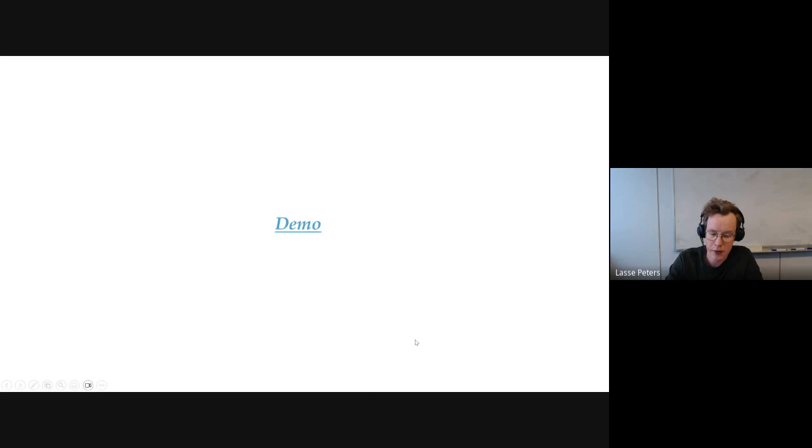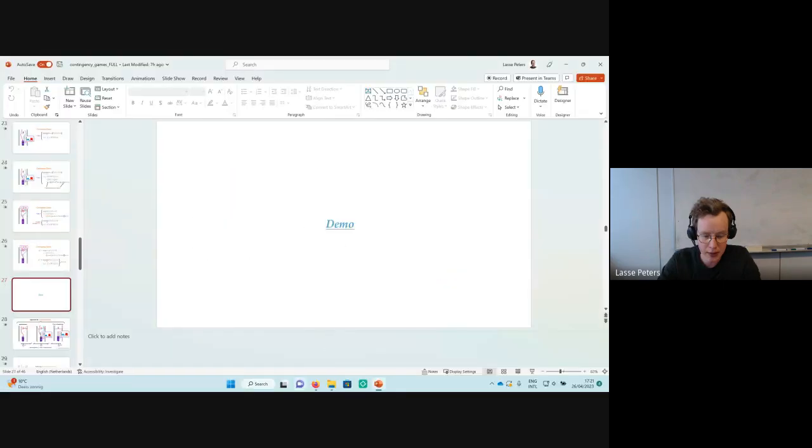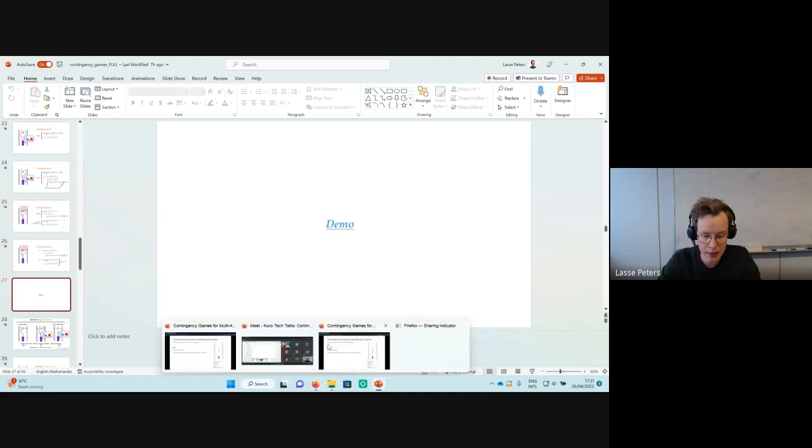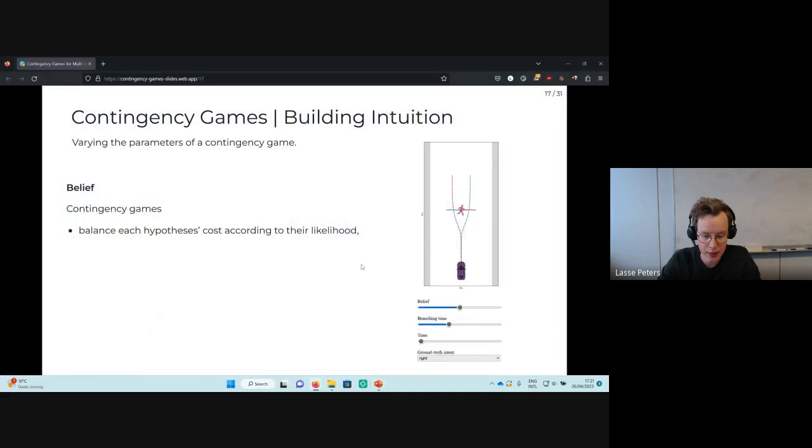Okay, so that sort of concludes the mathematical formulation. Now, to build some intuition, we've built a little widget to play around with the parameters of the solver. And the first parameter that's quite instructive to look at is to vary the belief. And so if we vary the belief, then we can see that the contingency games generate plans that balance the cost of the different hypotheses according to their likelihood.